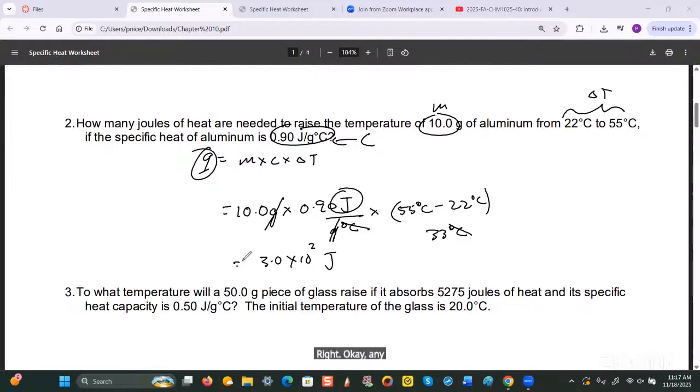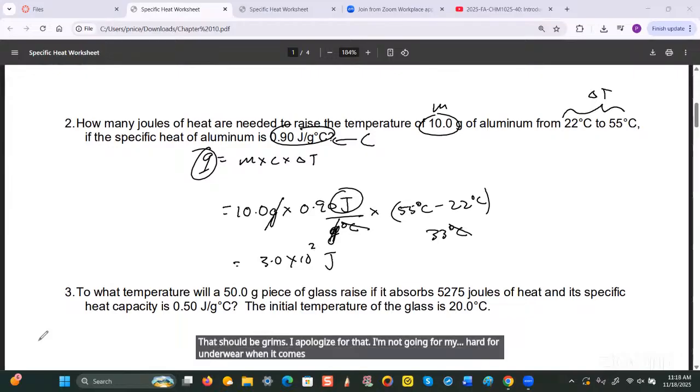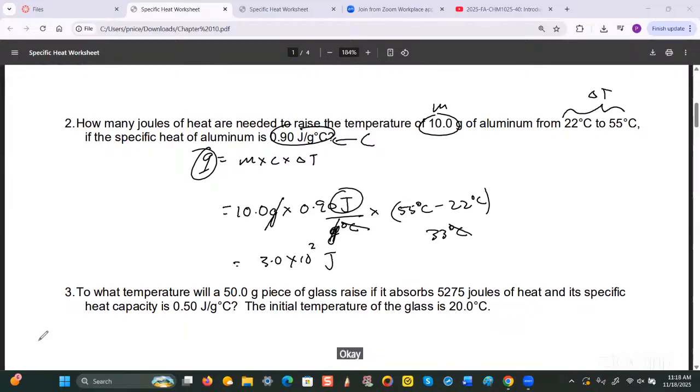Okay, any questions about this one? Any questions out there in Zoom? Why are we dividing 0.9 joules by 9 degrees Celsius? No, that's not 9. I'm sorry. That's my poor handwriting. That should be grams. I apologize for that. I'm not known for my artful handiwork when it comes to handwriting. Okay, any other questions?